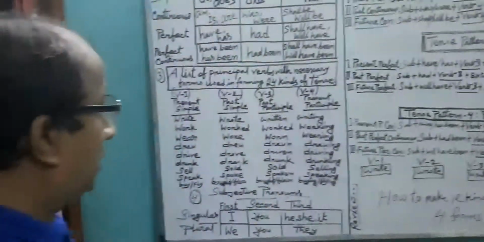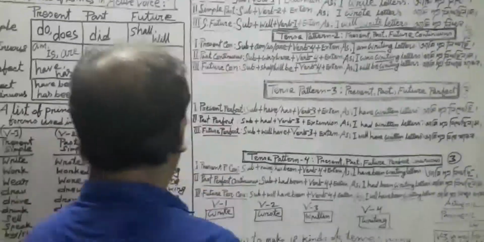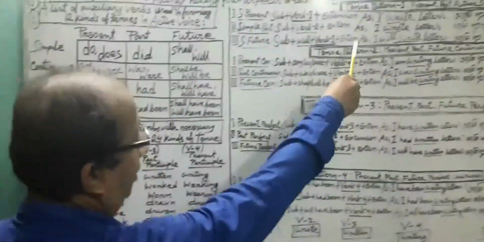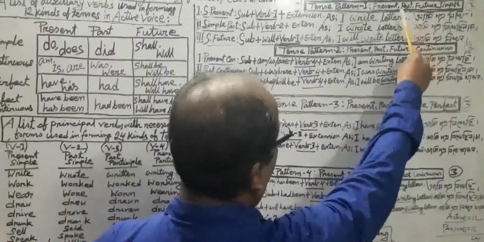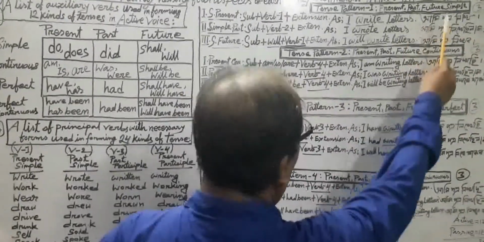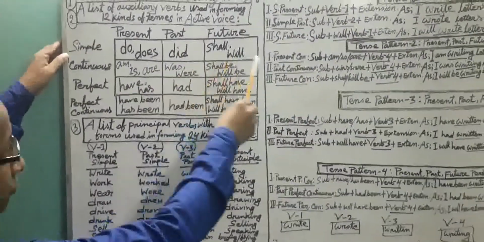Okay. Here I have added all the structures, then the sample sentences with Bengali meaning. Here you see in tense pattern 1 for 3 simple tenses, that means present simple, past simple and future simple, present indefinite, past indefinite and future indefinite. We should use for present do, does, for past did and for future shall, will.